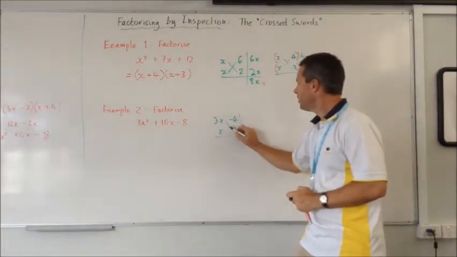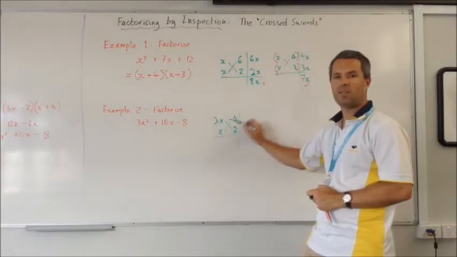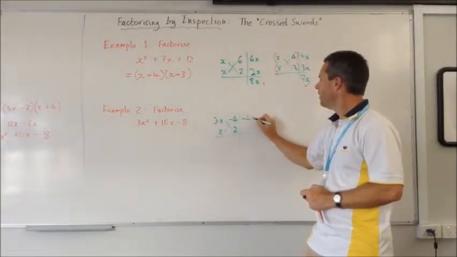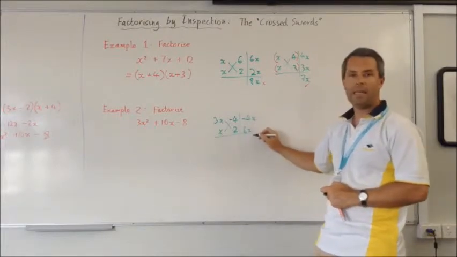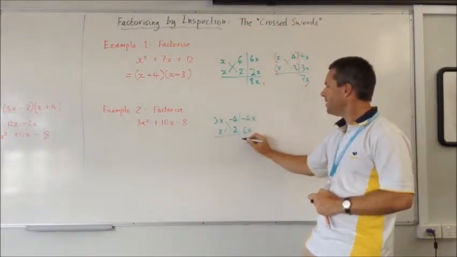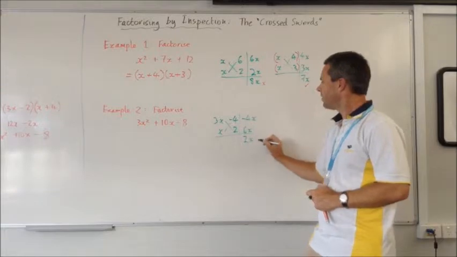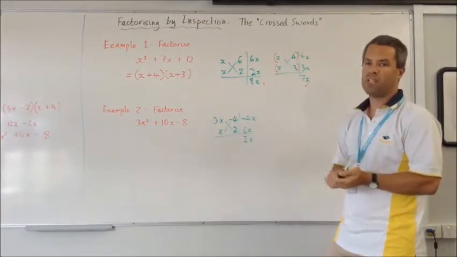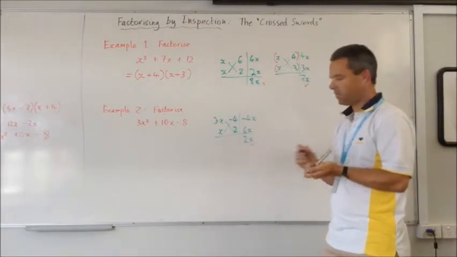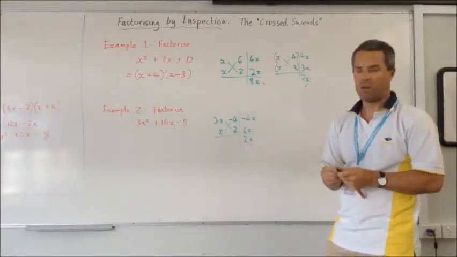Then set up our swords. x times negative 4 gives negative 4x. 3x times 2 gives 6x. Add them together. Negative 4 plus 6 is 2x. Now this one hasn't worked because we're trying to get 10x. So that one doesn't work. We'll have to try again.